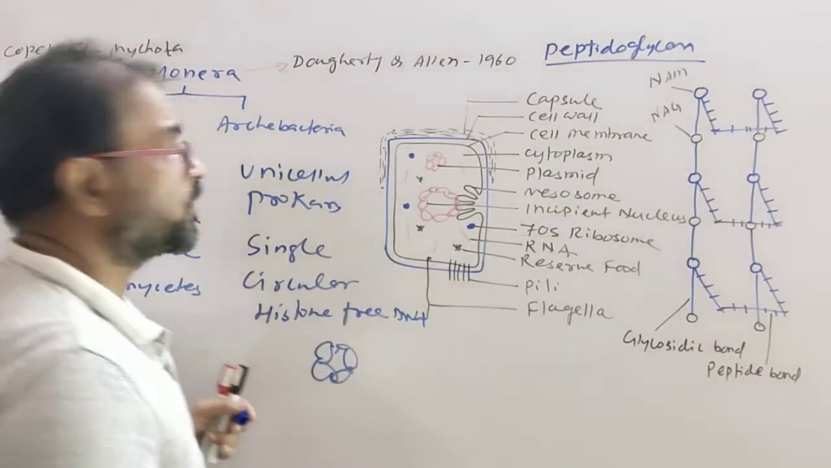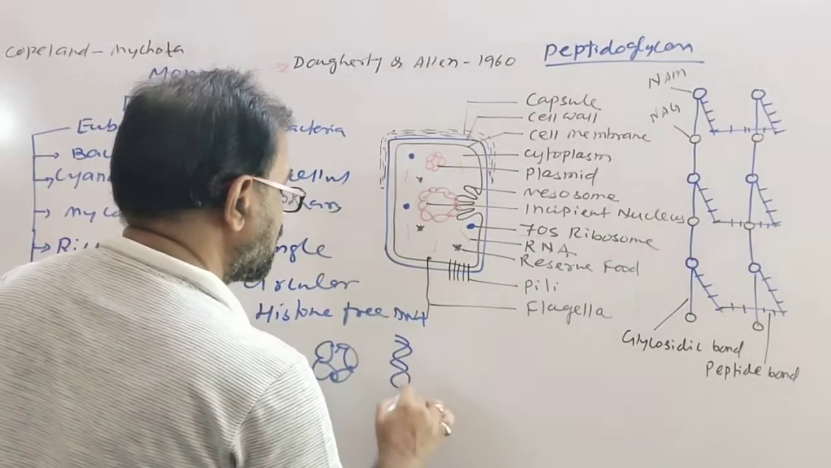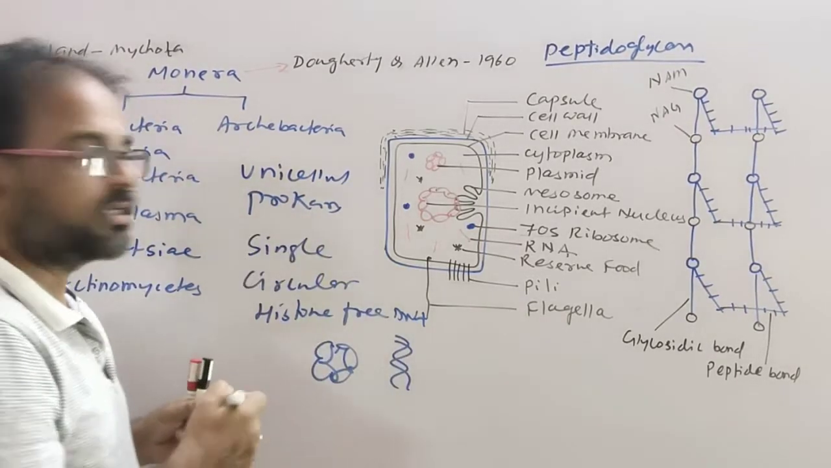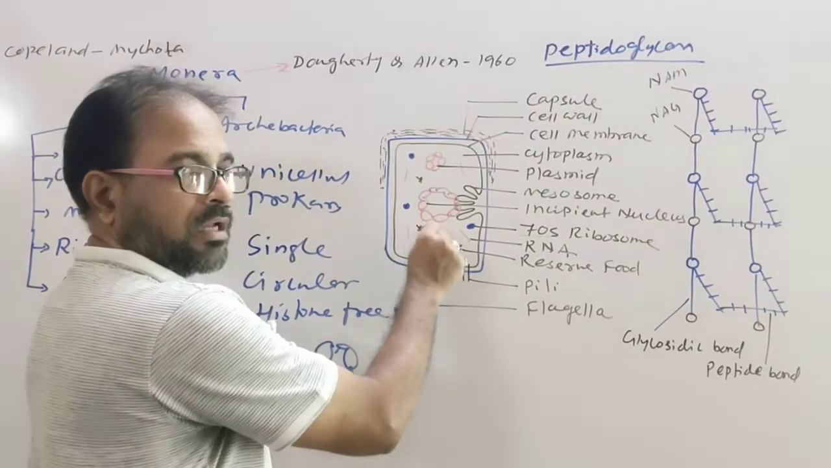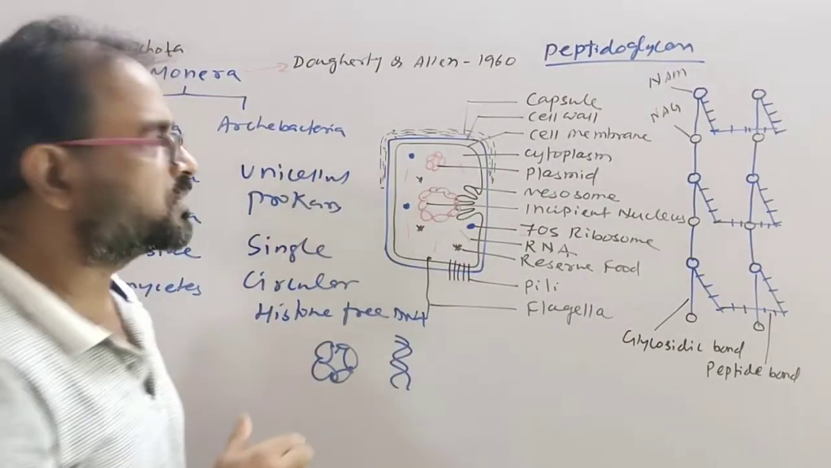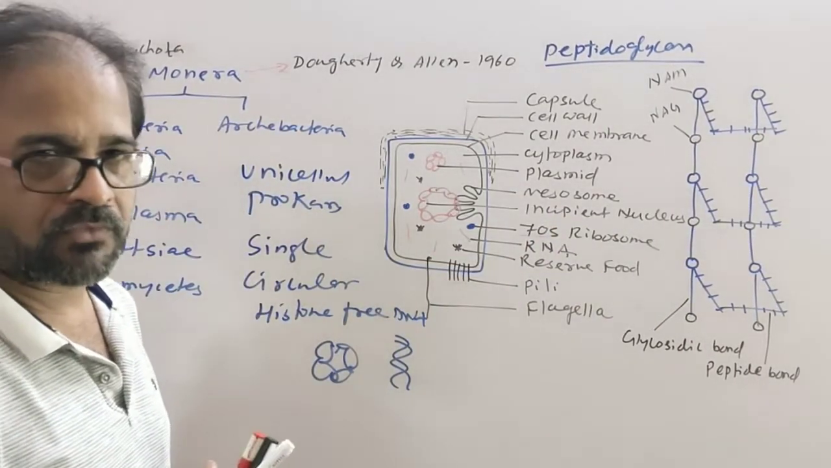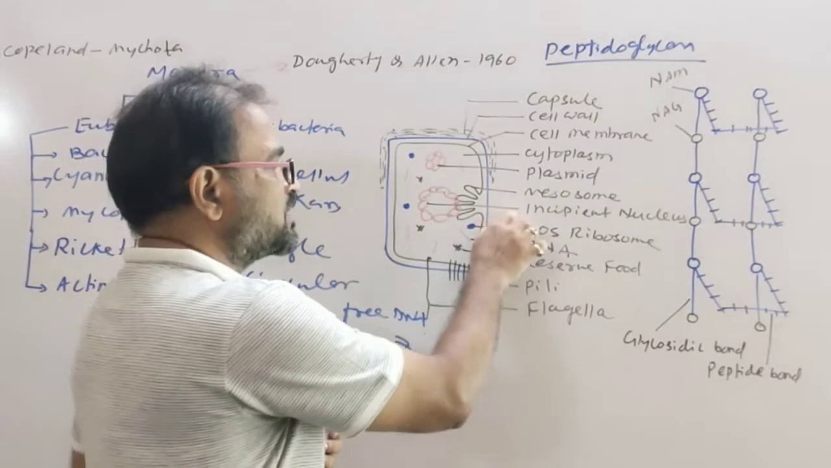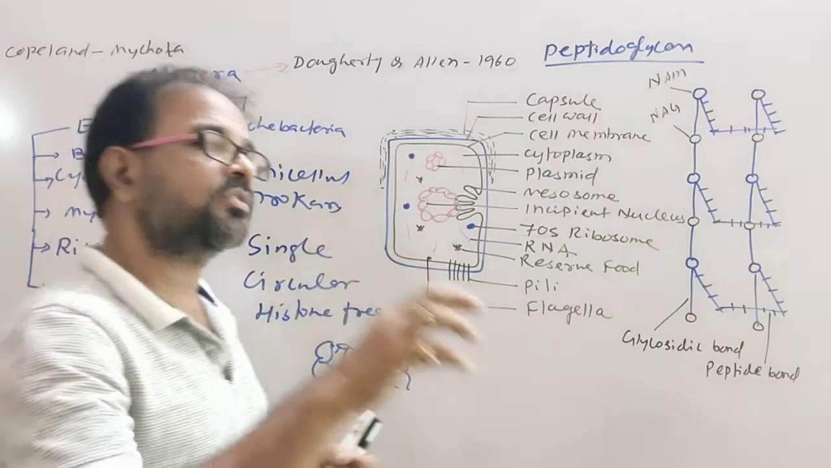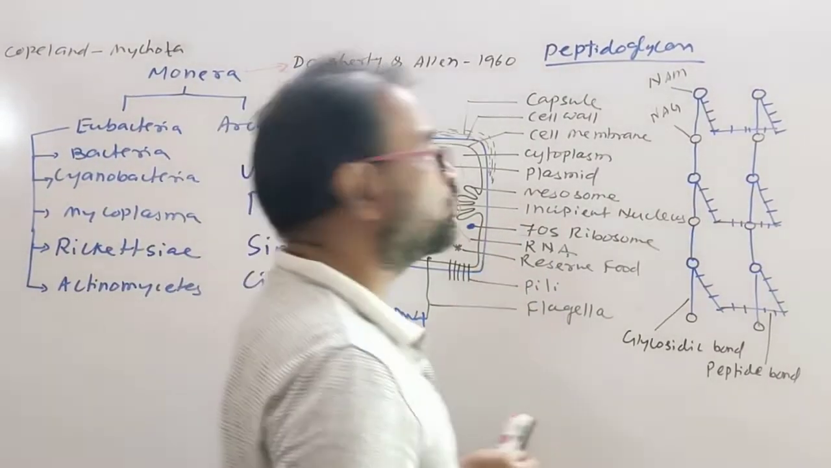But in other cells like eukaryotic cells, the DNA is linear, with histone protein. Here the DNA is single circular, histone-free, always attached to the mesosome, and such a nucleus is called an incipient nucleus or nucleoid or genome. Clear? Here the organized nucleus is absent. Organized nucleus means a nucleus with nuclear membrane and nucleolus, which are absent. Such a nucleus is the incipient nucleus or nucleoid.